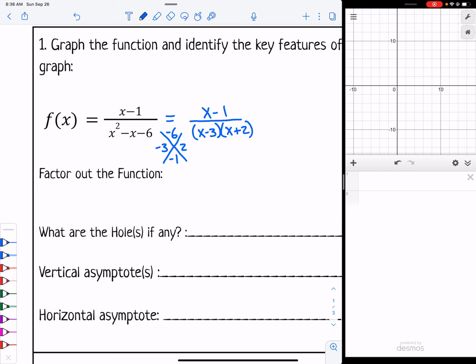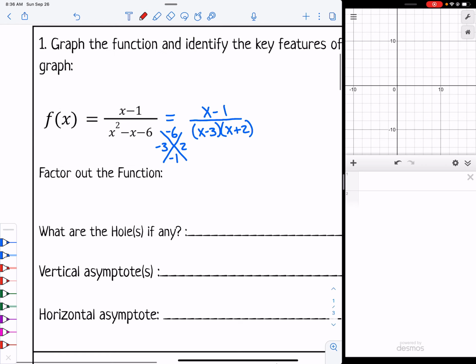So the first thing I'm going to look for is, are there any holes in the graph? And holes occur when you have a factor that cancels out, and there are none of those. So I'm going to write that there are no holes. And then we can pick out the vertical asymptote. So just look at the denominator and see where would the restricted values be, and those form your vertical asymptotes.